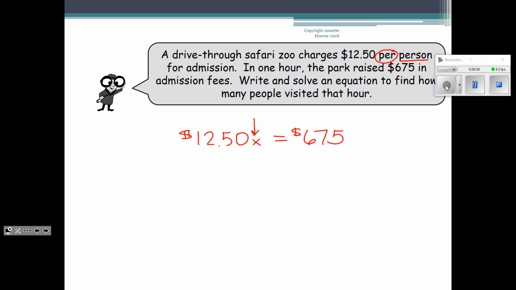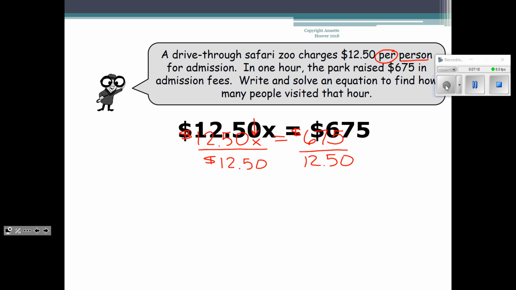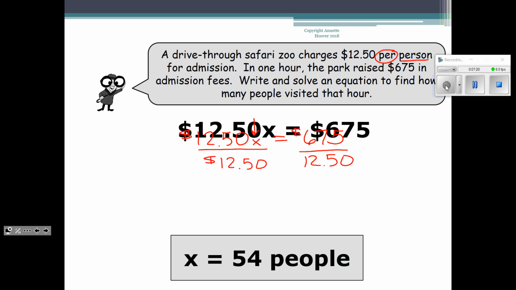So our equation B, what are we multiplying times $12.50 to get $675? Well, here's our one-step equation. We have $12.50 times x, so we're going to divide both sides by $12.50 in order to solve. And $675 divided by $12.50 is 54. So there was 54 people that came in to the park.